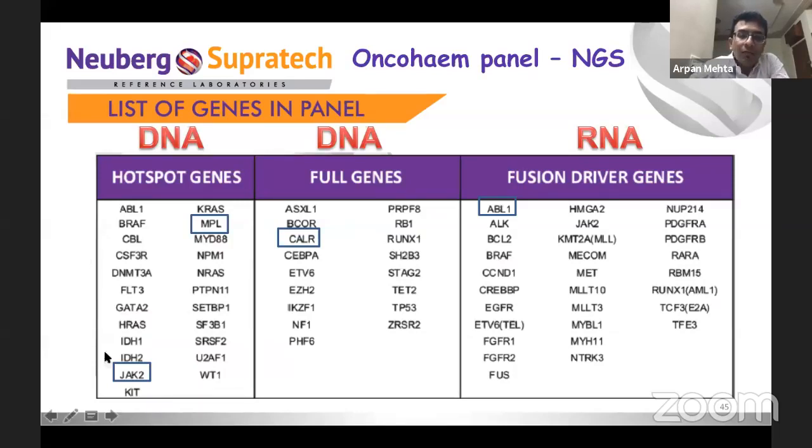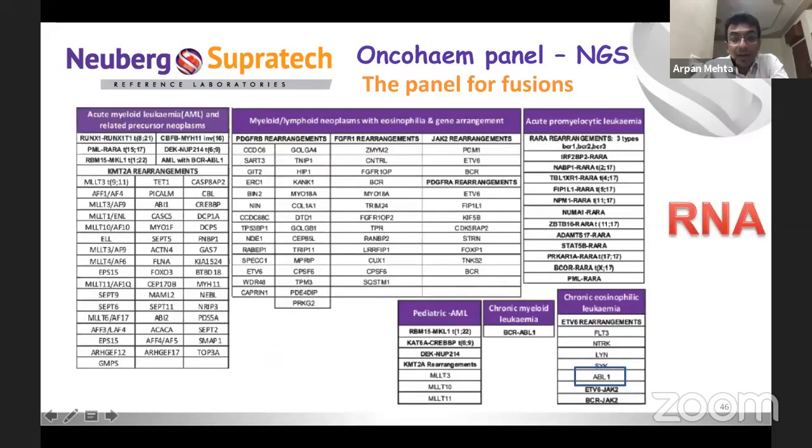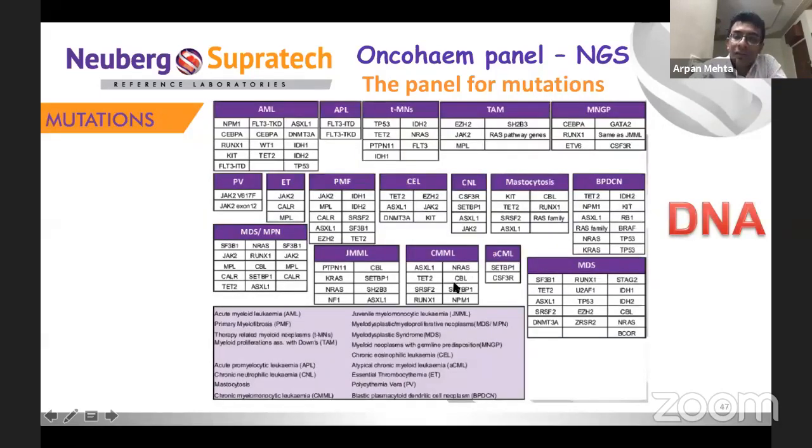So when we are thinking of a myeloproliferative neoplasm, we are expecting that we need to find JAK2, MPL and CALR. So they are covered in DNA panel. And for RNA, BCR-ABL1 will be covered here. So these are all the fusions that are detectable by this panel. So this was a rare case of chronic eosinophilic leukemia in which we could find ETV6-ABL1 fusion. These are the disorder-wise DNA-based analysis. So suppose if you are suspecting essential thrombocythemia, this is a rough guide to tell you that JAK2, CALR and MPL are covered in the panel.